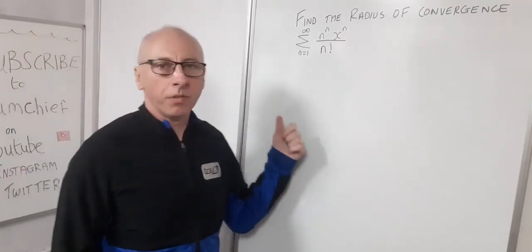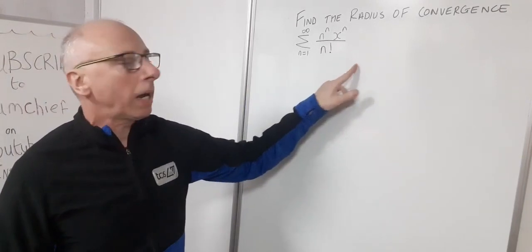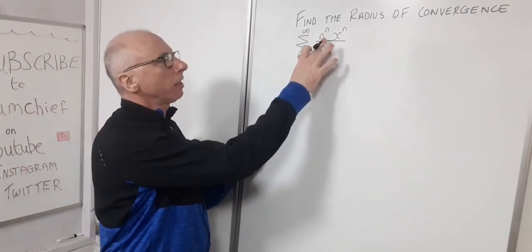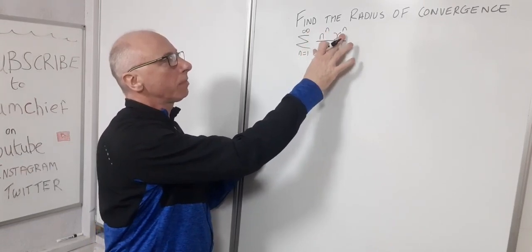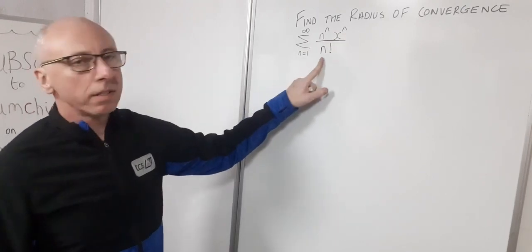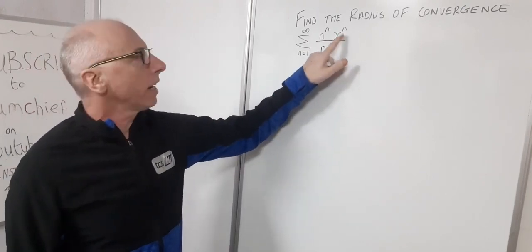So in this video we're going to find the radius of convergence of this power series here. We've got the summation from n equals 1 to infinity of n to the power of n times x to the n over n factorial. So a lot of n's and this one term here, x to the n.